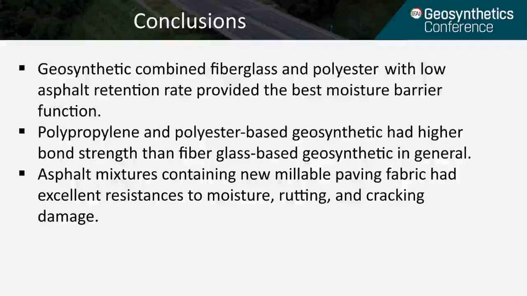Here are the conclusions for this study. Geosynthetic combining fiberglass and polyester with low asphalt retention rate provided the best moisture barrier function compared to other geosynthetic interlayer products. Polypropylene or polypropylene with polyester material had higher bond strength than fiberglass-based geosynthetics in general. Asphalt mixtures containing this new milled paving fabric had excellent resistance to moisture, rutting, and cracking damage.